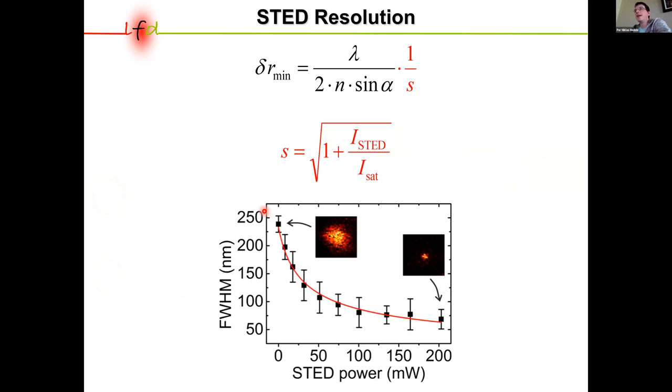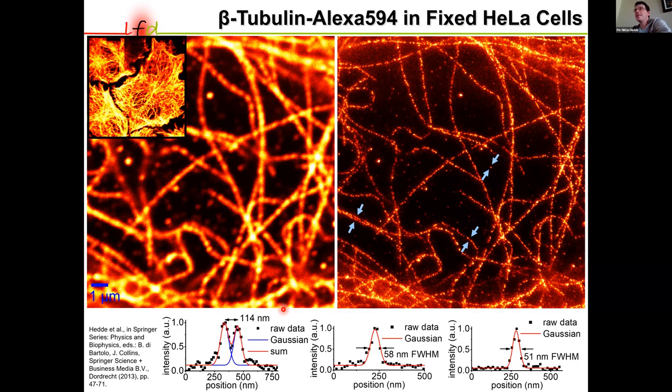This can be quantified by extending the equation for the resolution by this factor 1 over s, where s is the square root of 1 plus the intensity of the STED beam divided by the saturation intensity of the molecules for depletion, which depends on the absorption cross-section and the lifetime of the molecules. And then here's just an example of increasing the STED power, and you increase the optical resolution. And here's an example image of microtubules labeled with a dye, and on the left you have confocal, and on the right you have the subdiffraction STED image.